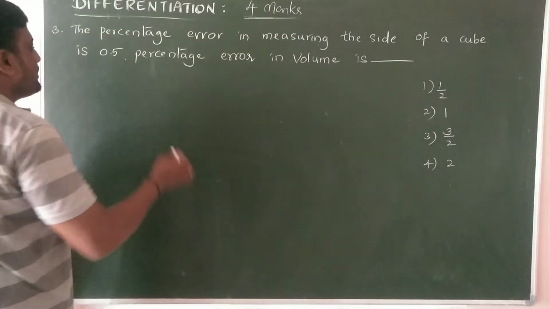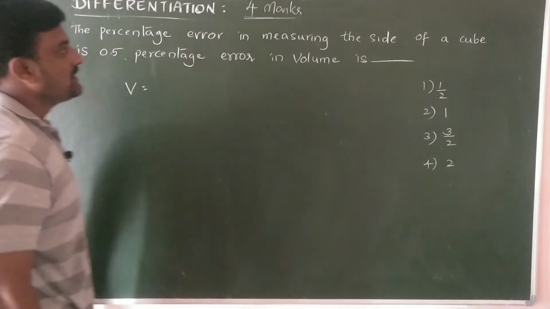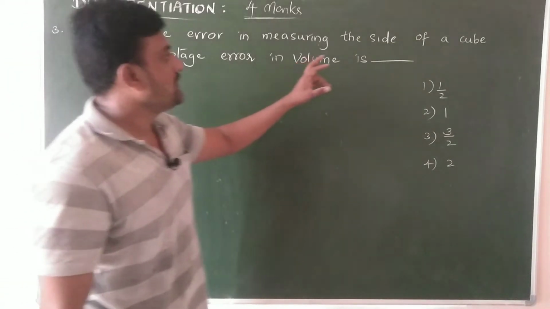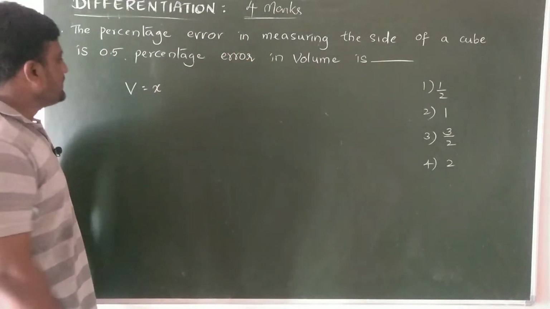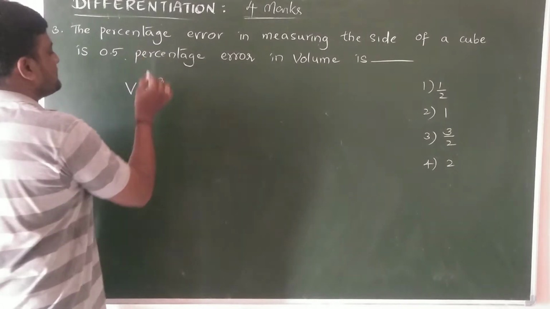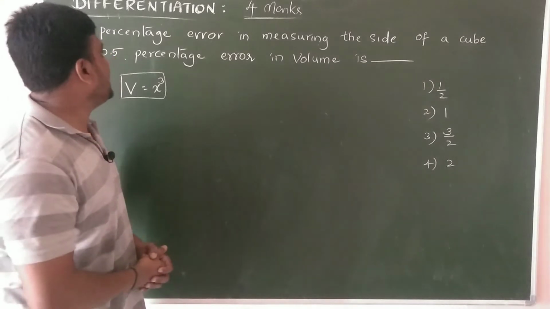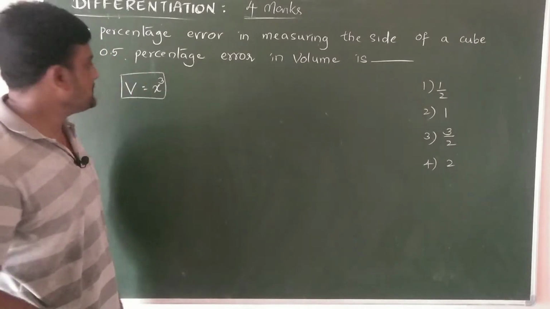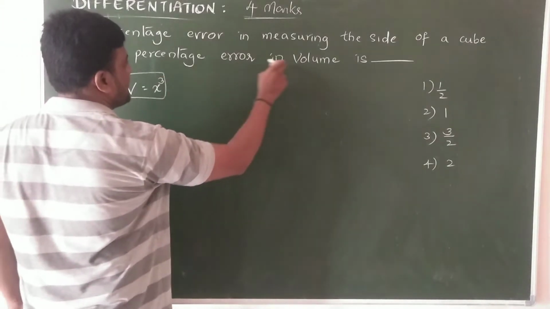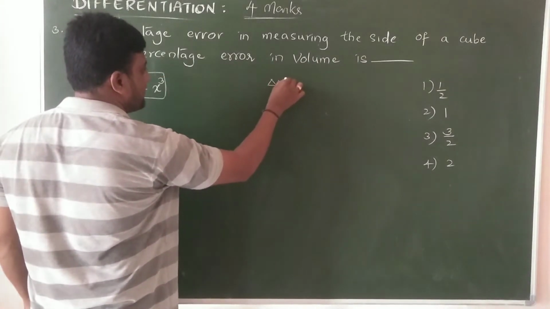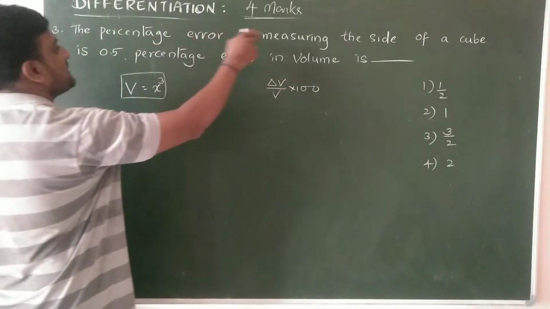We know clearly volume is V. Let us say the side of the cube is x. Then volume is what? Volume equals x cube. We need percentage errors. Percentage error in volume is nothing but delta V by V into 100. Yes or no?